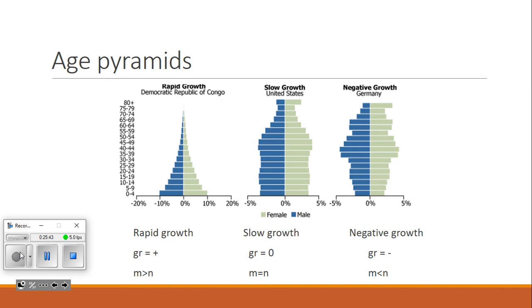So we've got three example age pyramids up here, and it's really the general shape of them that I want you to see. The first one from the Democratic Republic of Congo shows rapid growth. What I mean by rapid growth is that the growth rate would be a positive number that's bigger than 0, right? It's not a tiny little fraction, but some bigger positive number.